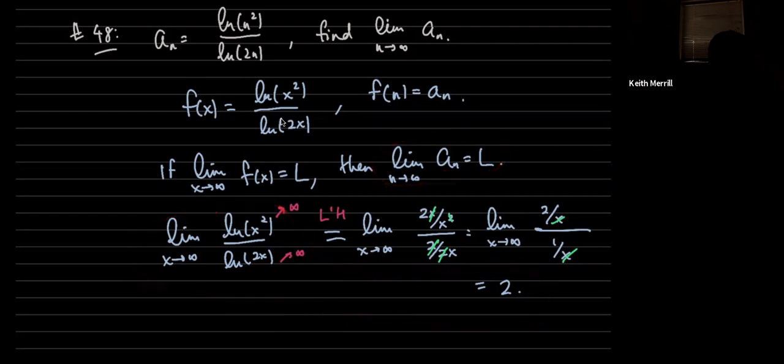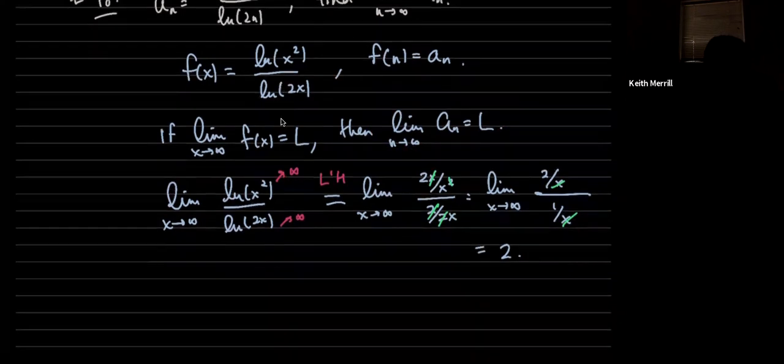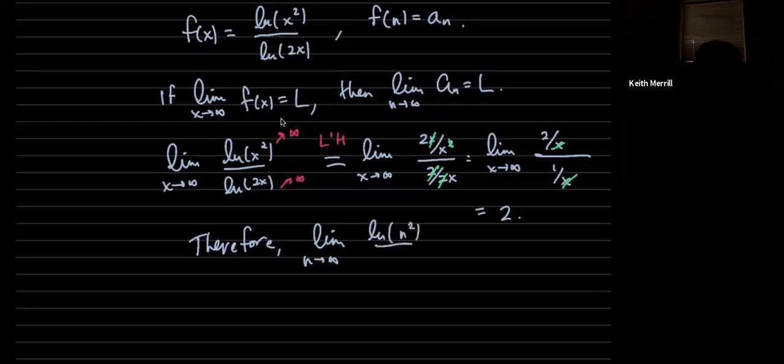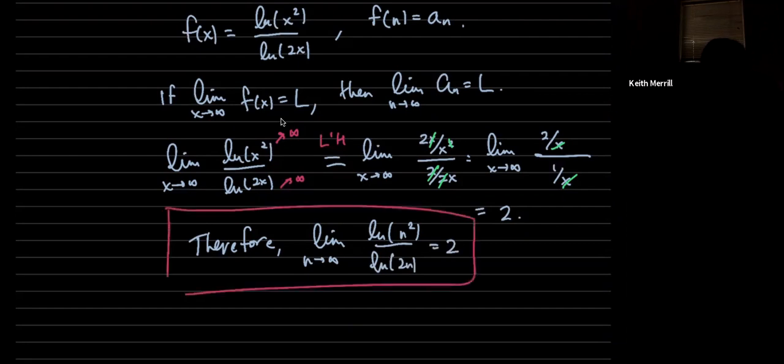So we arrive at the correct conclusion, that therefore the limit as n goes to infinity of ln of n squared over ln of 2n equals 2. And this would be the answer that we're looking for.